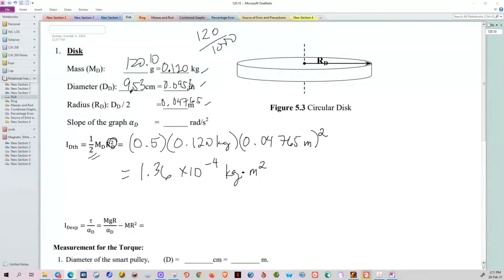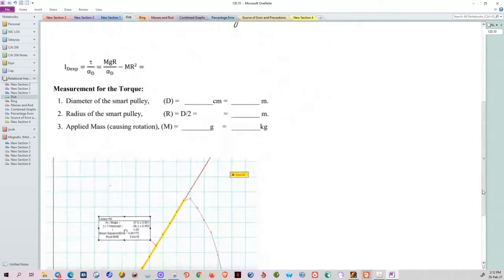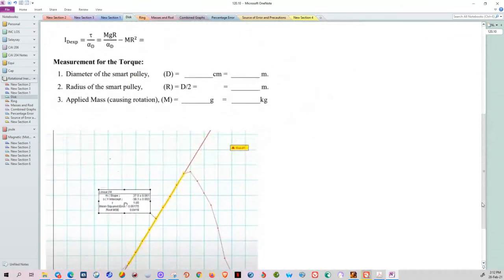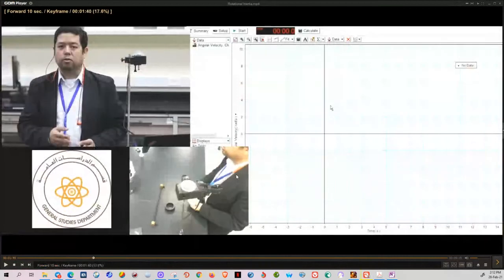Okay, now we know the inertia of our disk by theory. It's time to find the inertia by experiment. So let's move down to our data sheet and find the inertia by experiment. Before we do, let's watch how it's done in the video. So I'll fast forward, okay?